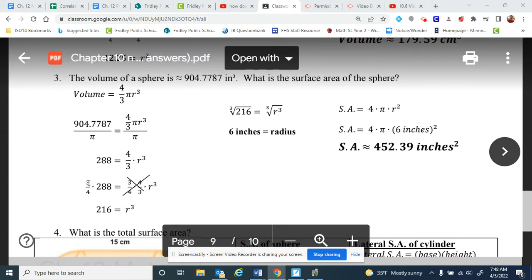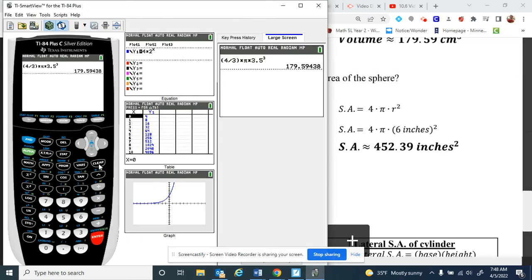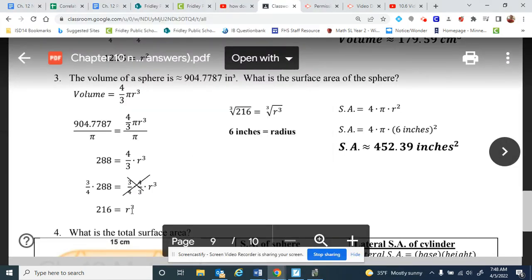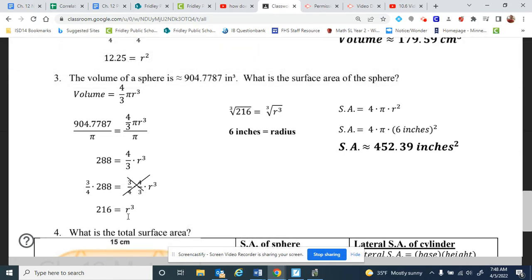And then we need to remember to multiply that left side by 3/4. I'll just show that here on the calculator. So we wanted to take 288 and multiply it by 3/4, so we multiply it by 3/4 in parentheses. There we go, 216. So now we have 216 equals r to the third power. So we're asking what multiplied by itself 3 different times gives us 216.